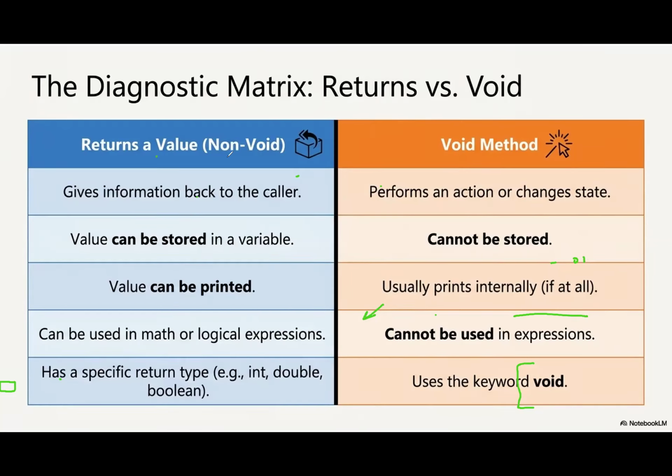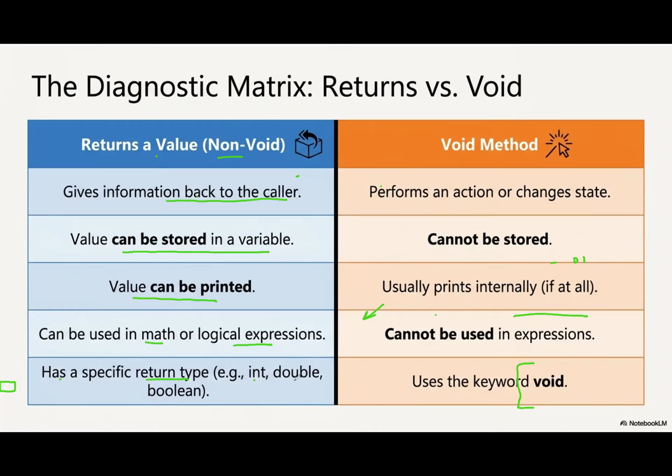The return value, which is non-void, gives information back to the caller. So a method returns something to the caller. The value that the method returns can be stored inside a variable, and the value can be printed out. And we can perform arithmetic, math, or logical expression operations on it. And it has a specific return type.